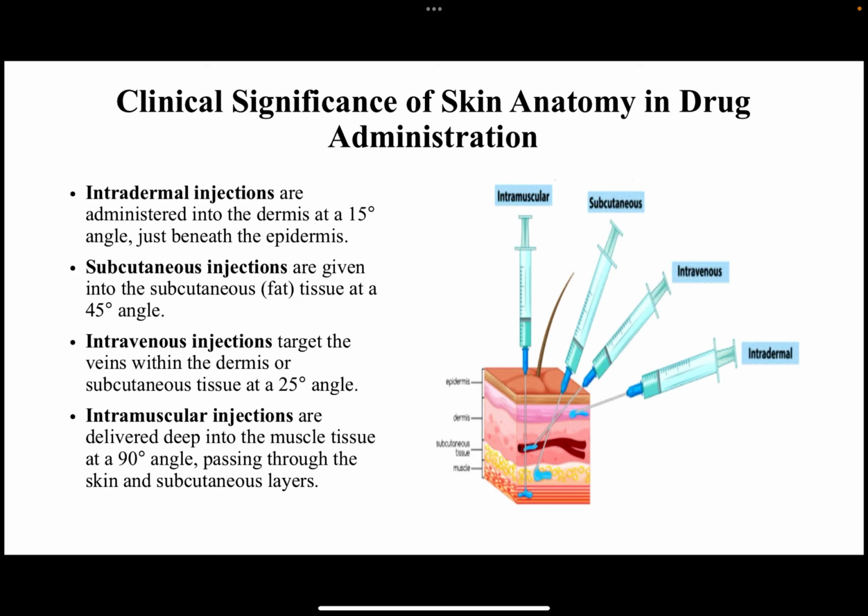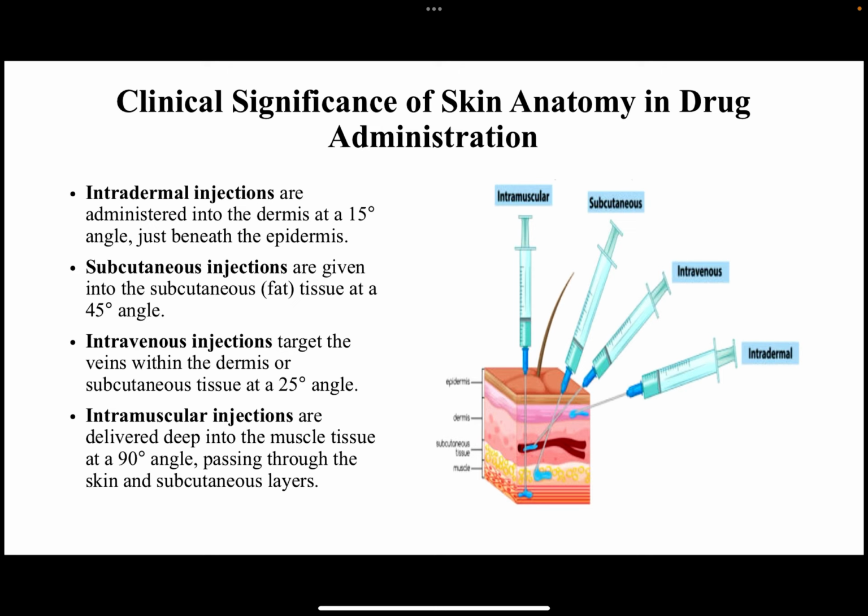If you are administering a drug by subcutaneous injection, where is it going to? It's going into the subcutaneous layer, or the fat layer. That's what we call subcutaneous injections. So usually you go 45 degrees. So with subcutaneous injection, you see, we are going into the subcutaneous layer. Is that okay?